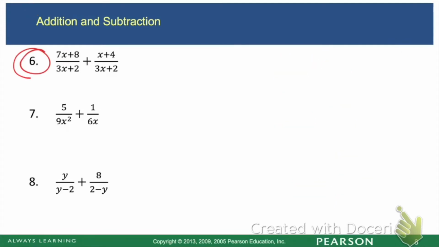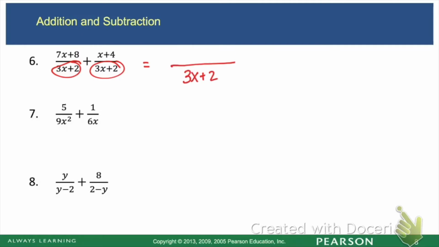Okay, let's start with number 6 here. I look at my denominators I'm adding. So if I'm adding or subtracting, I have to have a common denominator. So I look at my common denominator. Oh my goodness, it's my lucky day. They're the same. So my common denominator just stays 3x plus 2.